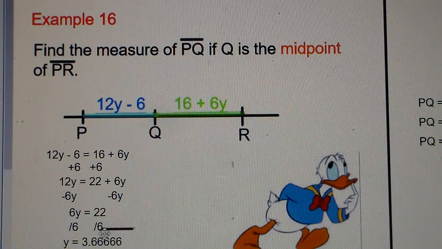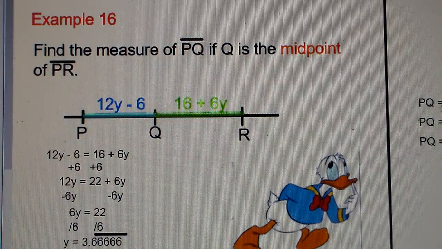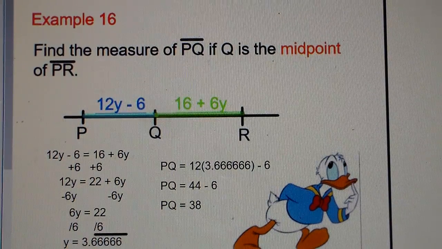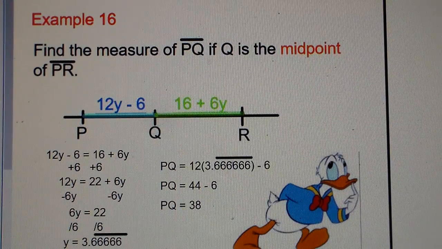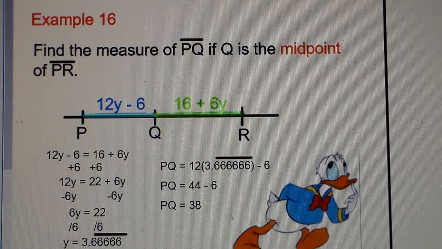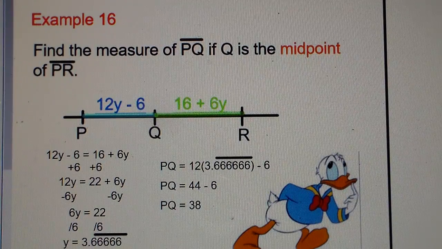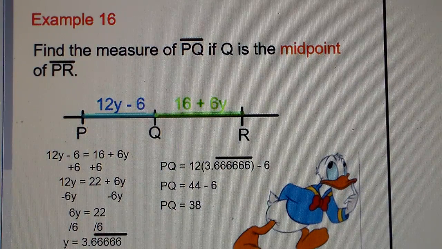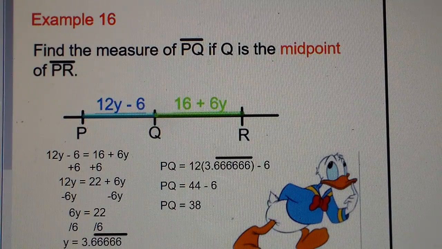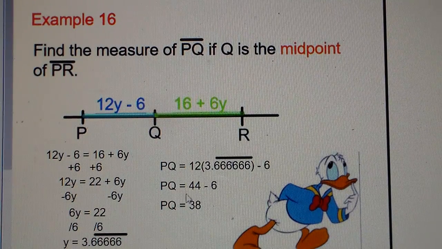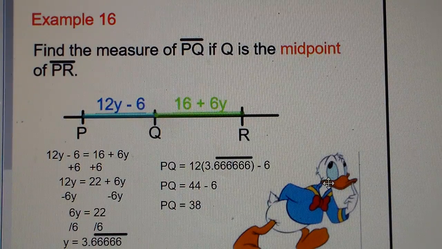Now we're going to substitute that in. So PQ is equal to 12 times 3.6 bar notation. What you could do is put it in a calculator, with a whole bunch of 6's in there. I would say put like 8 to 10 of them in there. Close parentheses and then multiply those two together. You're going to get 44. And 44 minus 6 is 38.